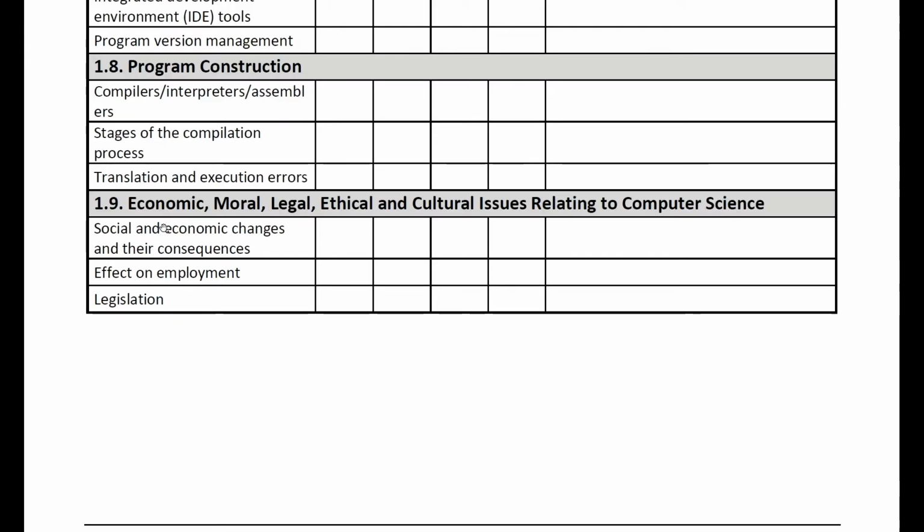And then finally, moral, economic, legal, ethical, and cultural issues relating to computer science. So for this, we have a look at the computing news and see how everything is applied to real life scenarios and the effect of those.